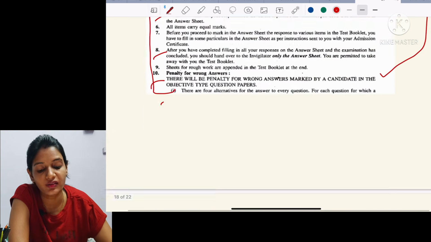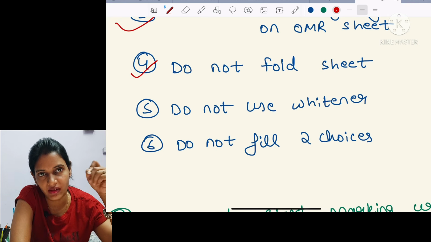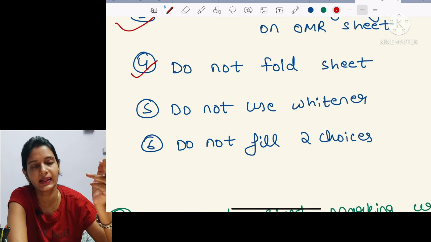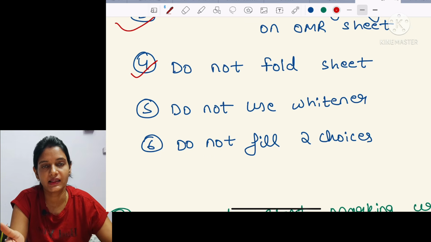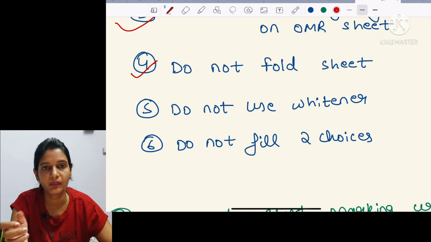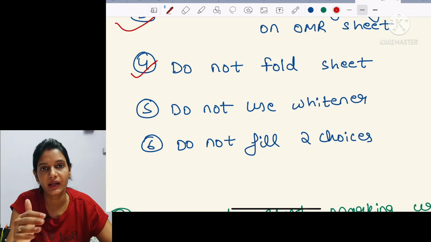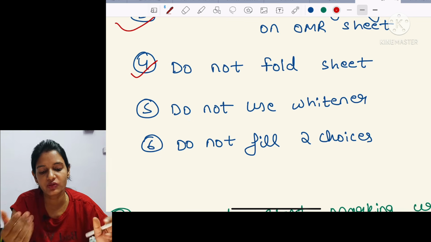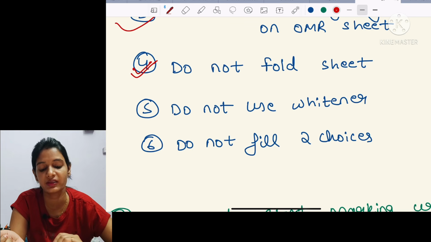Next is do not fold the sheet. What happens is we keep solving our questions, and during that we do not think about the OMR sheet which was provided at the start of the exam, but we put it here and there or make it dirty by letting it fall on the floor or by folding it along with the paper. So if any fold happens, again it is going to be rejected by the computer.